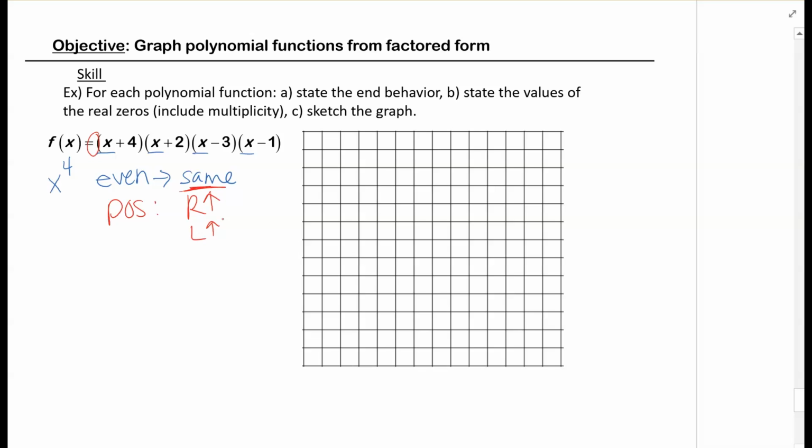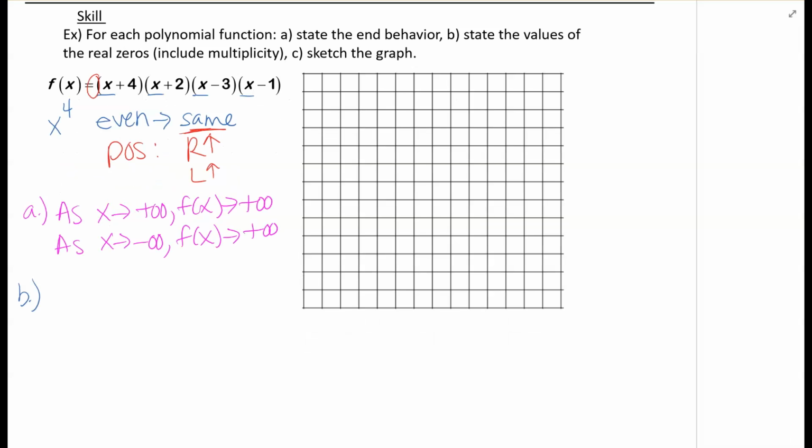So go ahead and pause the video and try writing your end behavior. All right, so hopefully you got the correct end behavior. As x approaches positive infinity, f of x approaches positive infinity, and as x approaches negative infinity, f of x approaches positive infinity. And then for our zeros, don't forget you're making each factor equal to 0, so x plus 4 equals 0. That tells me my 0 is going to be negative 4. And then for my next one, I have x plus 2 equals 0, which tells me x equals negative 2.